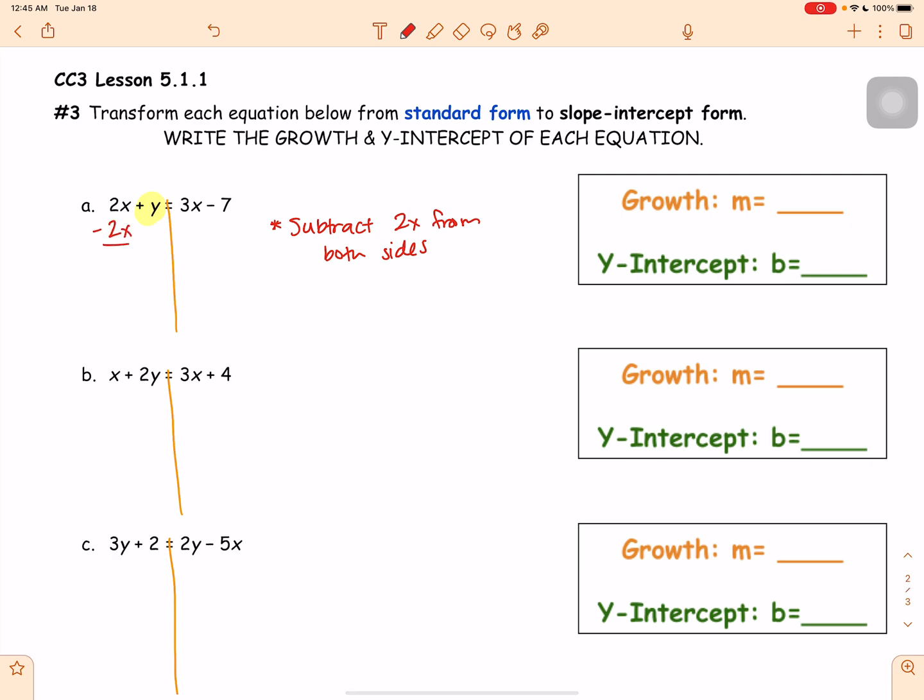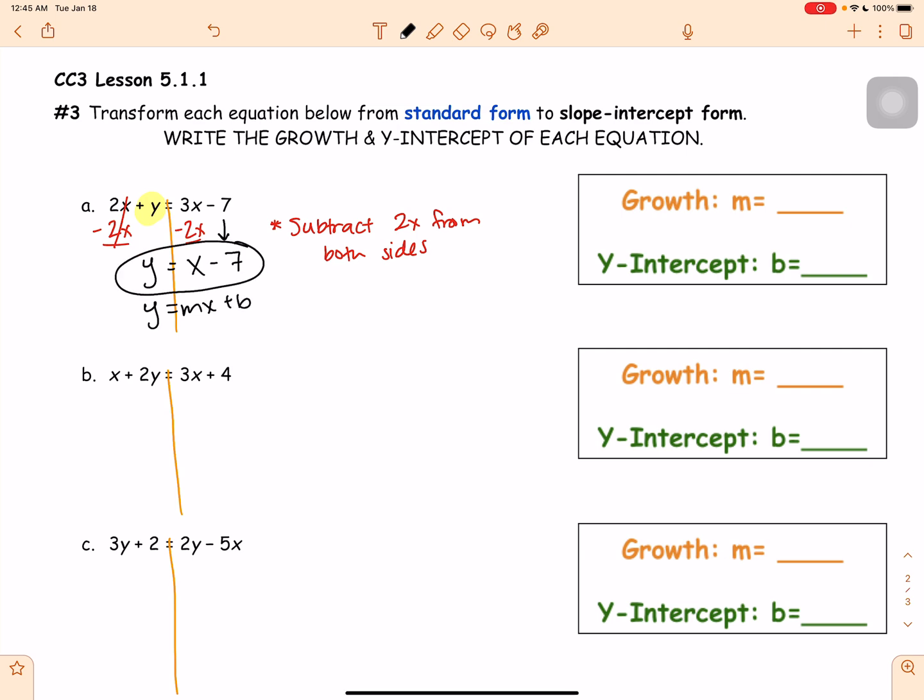So minus 2x, okay? And this would zero it out, and I subtracted it because it was a positive up there. So now I'm just left with y here. 3x minus 2x is 1x, or just x. And then I still have that minus 7. And that is in my y equals mx plus b form.